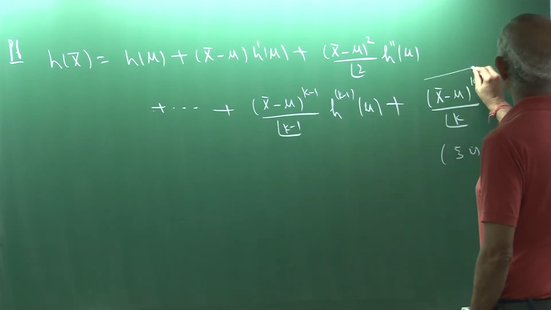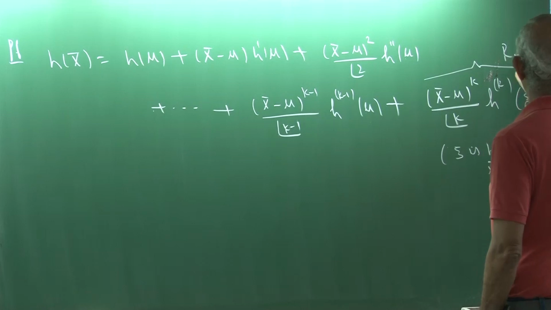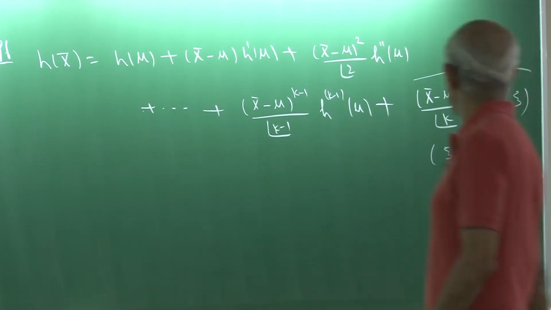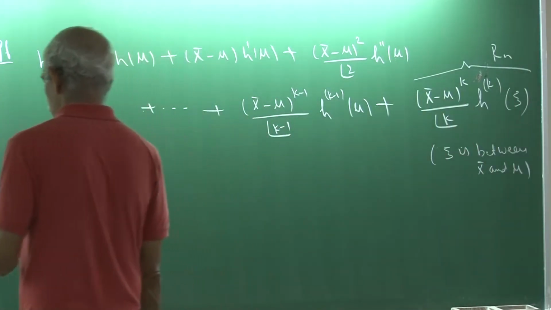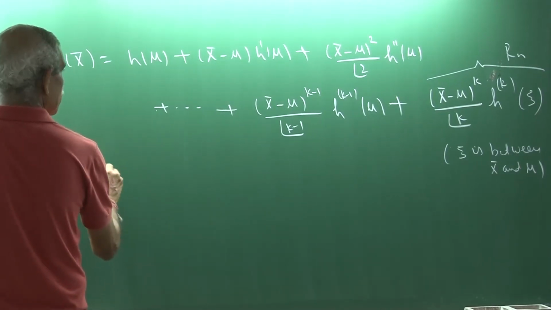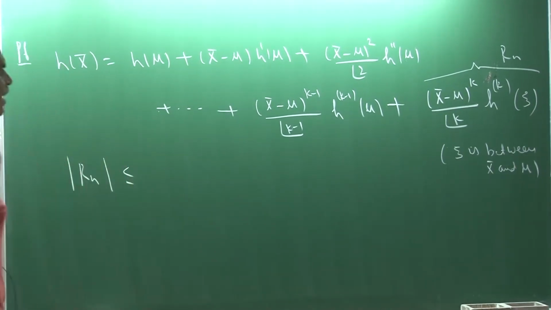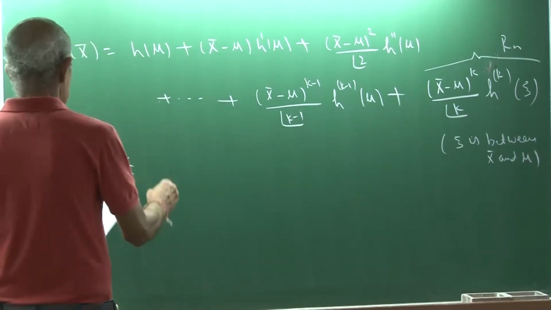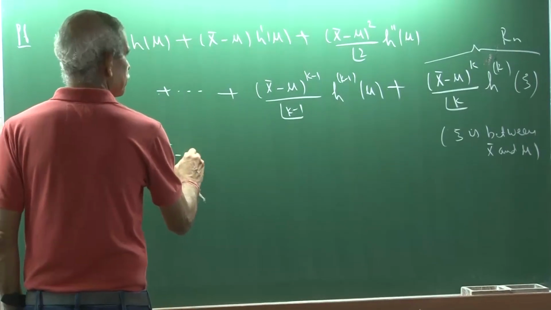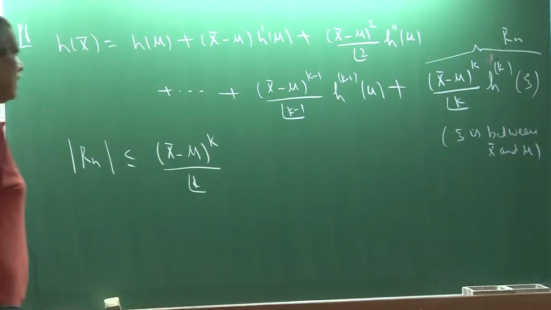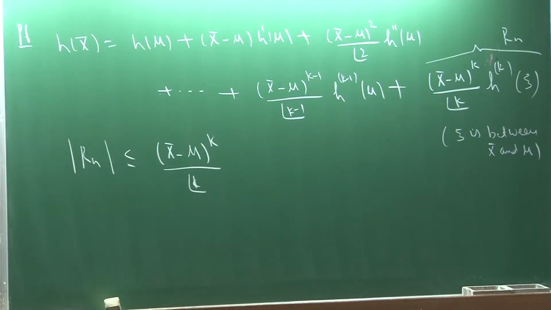Now you can call this term the remainder term. So I try to see what is the order of the remainder term. So let us look at the mod of R n, which is always less than or equal to something over factorial k.